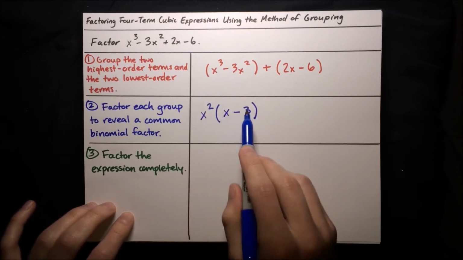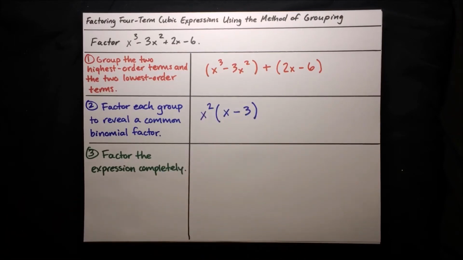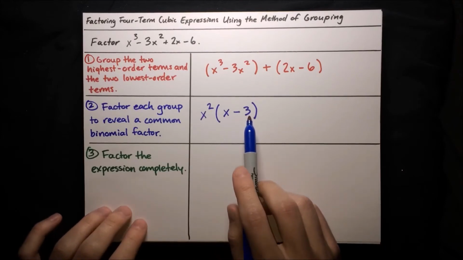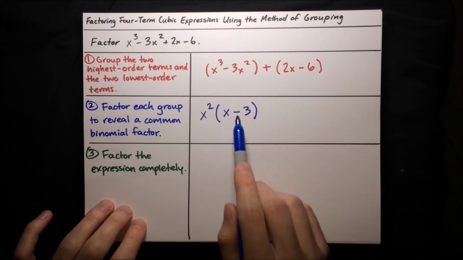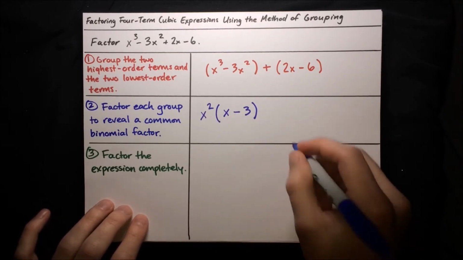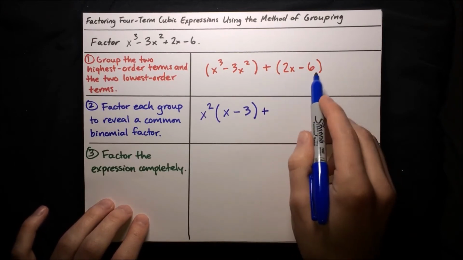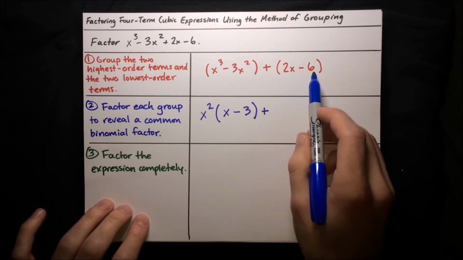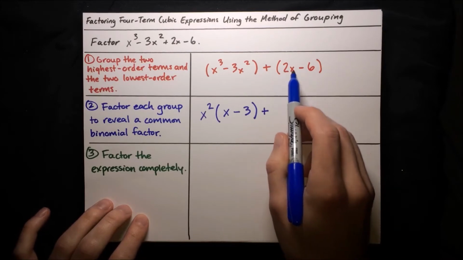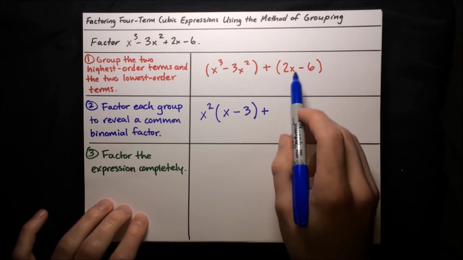But we're doing this so that we can reveal a common binomial factor. So we've got a binomial factor, x minus 3, and we want to factor something out of this group now to also reveal an x minus 3. So let's do that. So plus, what can we factor out of this group here? Is there anything in common? Well, we can't factor out an x this time because that term doesn't have any x. But these terms both have coefficients. Do the coefficients have any common factors? Oh, they're both even. So we can factor out a 2 out of both of them.